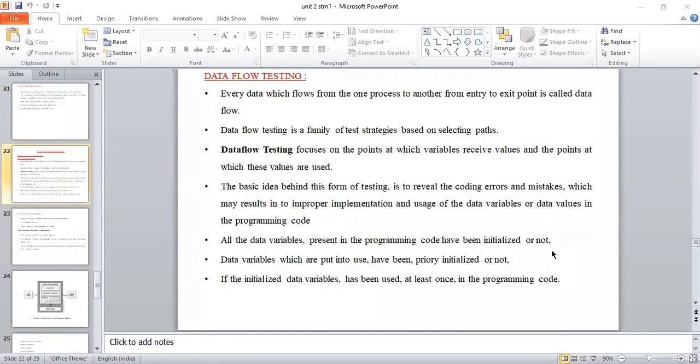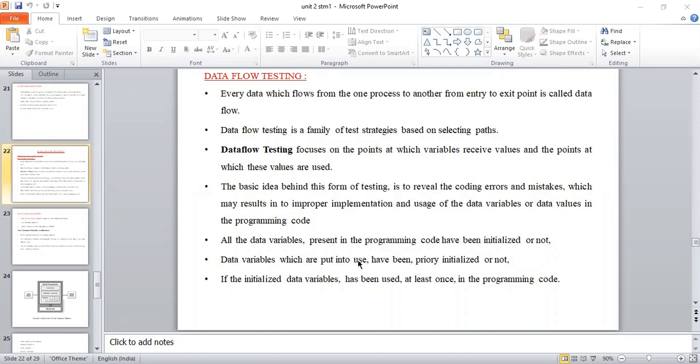So data flow testing also checks that the data variables you use in the data flow have to be initialized before the implementation is done. Okay. So the data variables which are put in use have to be used at some point of the programming. So when the programming code is completed, every variable has to be used.